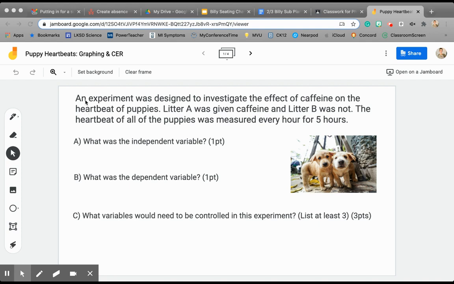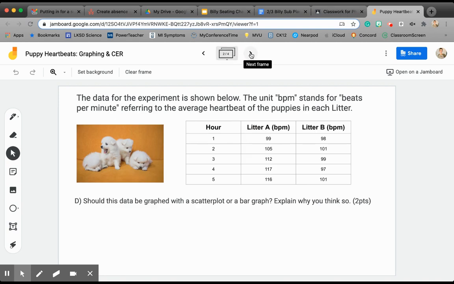The scenario is this: an experiment was designed to investigate the effect of caffeine on the heartbeat of puppies. Litter A was given caffeine and litter B was not. The heartbeat of all of the puppies were measured for every hour for a total of 5 hours. So the first three questions are just asking you what are the different variables, what are the controls within the experiment, same as previous assignments.